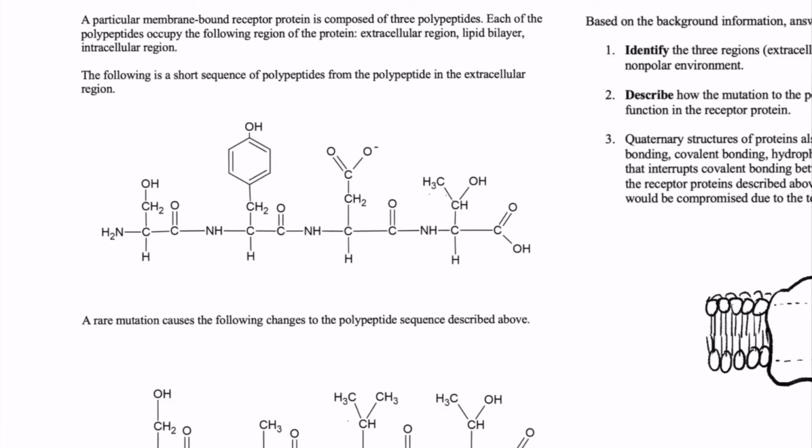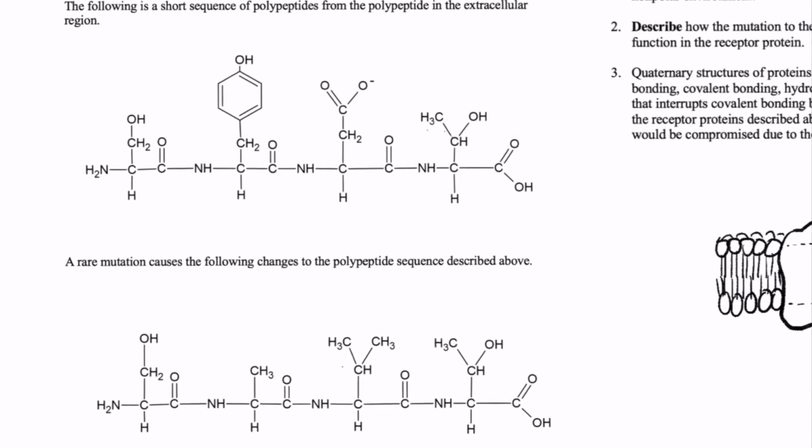So over here, what we see is a seemingly challenging question with a lot of chemistry, but let's take a look at what the question says first. A particular membrane-bound receptor protein is composed of 3 polypeptides. Each of the polypeptides occupy the following region of the protein: extracellular region, lipid bilayer, and the intracellular region. The following is a short sequence of polypeptides from the polypeptide in the extracellular region.